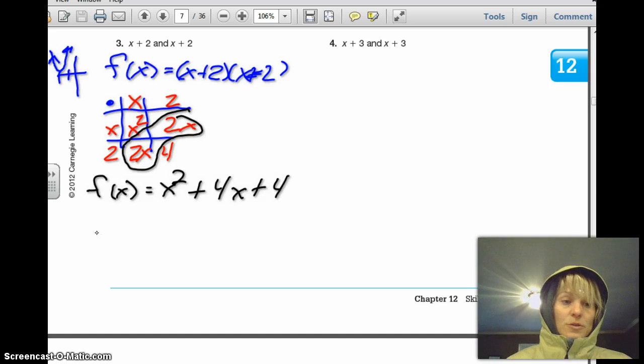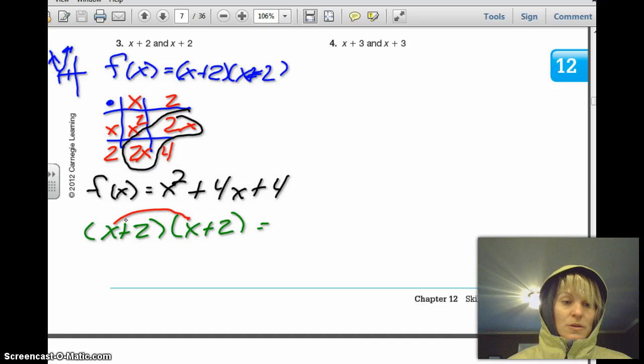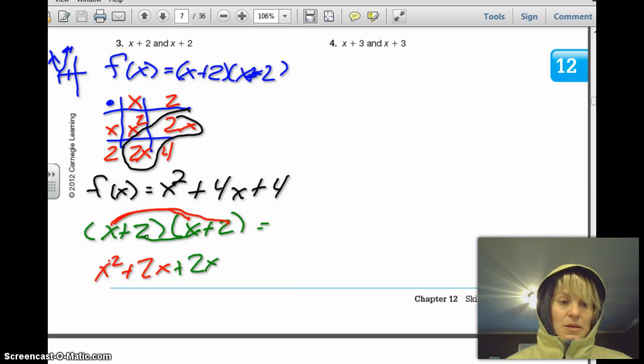Or you could do the distributive method that I mentioned earlier. If this is just confusing for you, then just distribute. It just depends on how you learn better. So I'm going to first distribute the x to both. X times x is x squared. X times 2, that's a positive 2x. Then I'm going to distribute the 2. 2 times x, 2x, and then 2 times 2 would give me positive 4. Usually your like terms are just right there. So we'll have x squared plus 4x plus 4. Either way is fine.